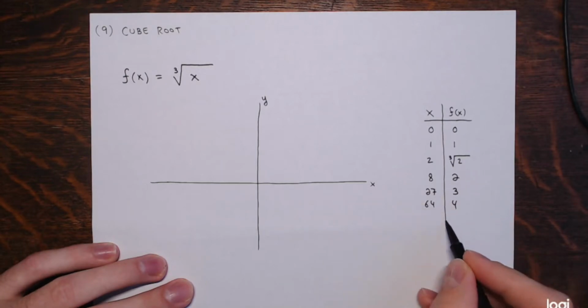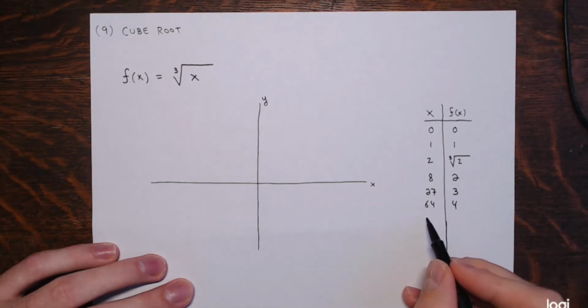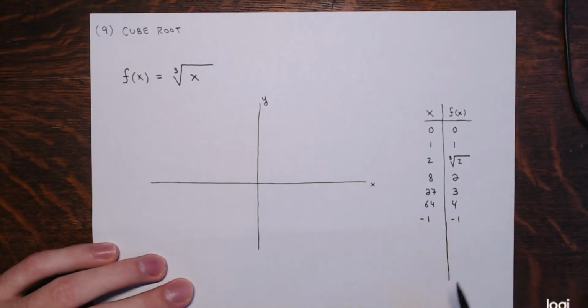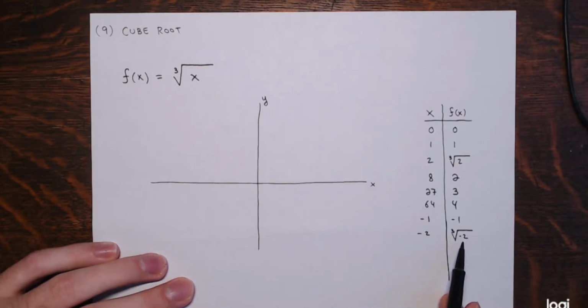And then for the negatives, it's a little different. Cube root of negative 1 is negative 1, right, negative 1 to the third power would be negative 1. Again, cube root of negative 2, I don't know. It's not something nice. It's real though, that would be a real number, it's just not a nice one. It'd be negative 1 point something.